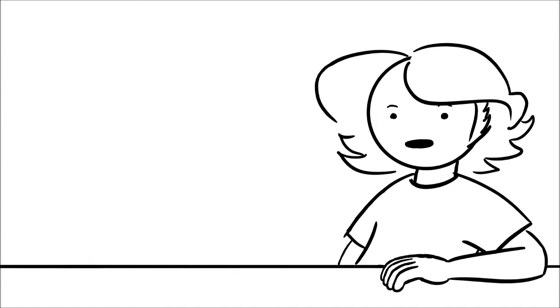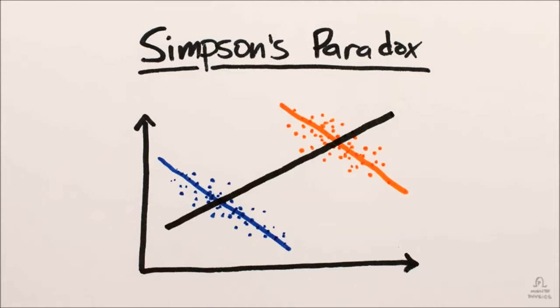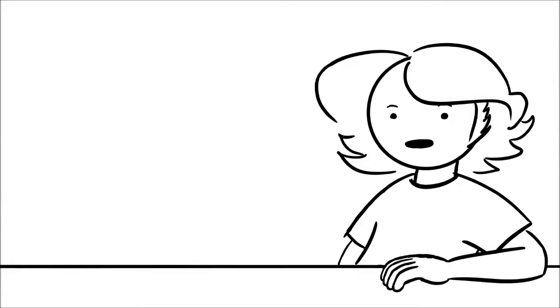So MinutePhysics made a video about Simpson's paradox, which is, well, this. When a trend appears in two or more sets of data, but when they're looked at together, the trend appears to go in a different direction. Now, this would have been all well and good, but then MinutePhysics uploaded a part 2 to this video, where they looked at another example of Simpson's paradox.